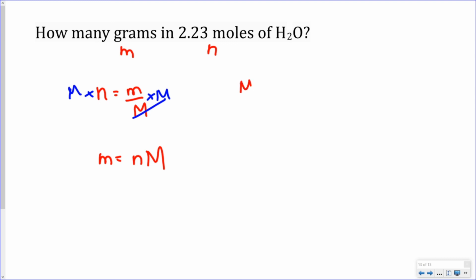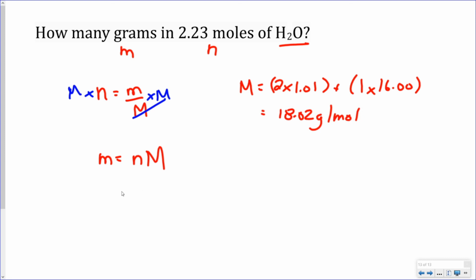So we need to calculate big M, our molar mass of H2O. So that's 2 times 1.01 plus 1 times 16.00. You don't have to pick up a calculator for that. This is 2.02 plus 16 gives you 18.02 grams per mole. So this is pretty easy. So the number of moles was 2.23 moles times 18.02 grams per mole. And you can again see our units canceling out, moles on the top, moles on the bottom. We have a final unit just of grams.